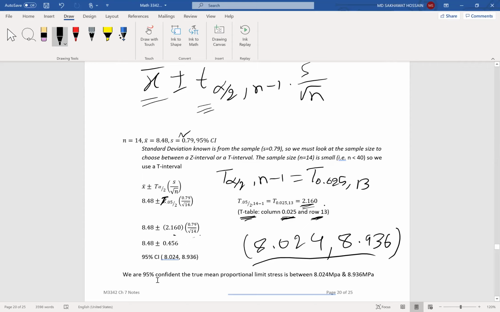And the interpretation is, we are 90% confident. Do not write the probability, because if you write the probability, there is a chance that you might make a mistake. So it's always better to write, we are 90% confident that the true proportional limit, sorry, the true mean proportional limit stress, is between this number and this number. Do not write the probability that the mean will be between these two numbers.